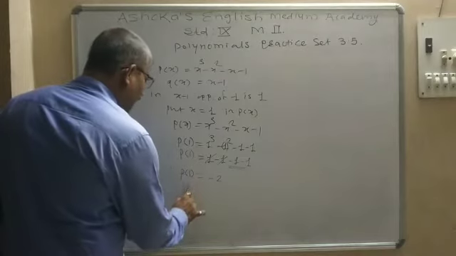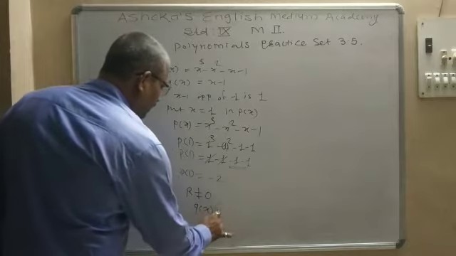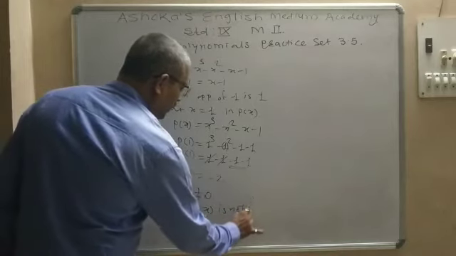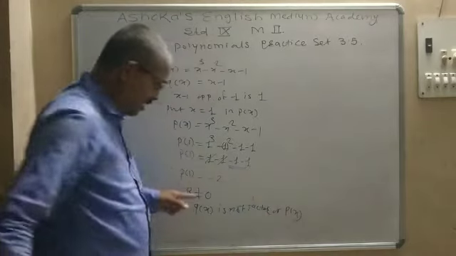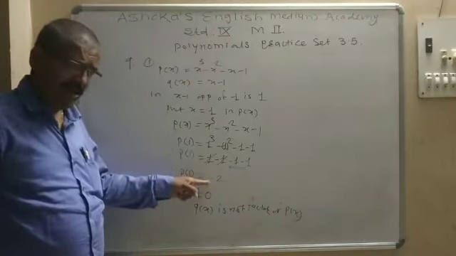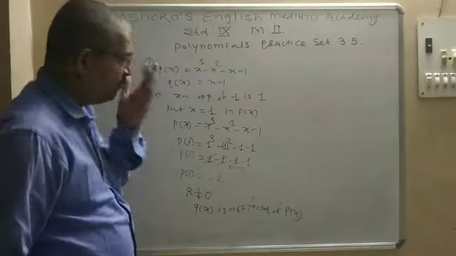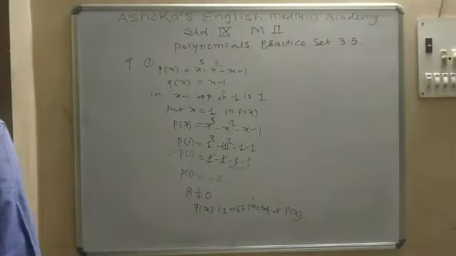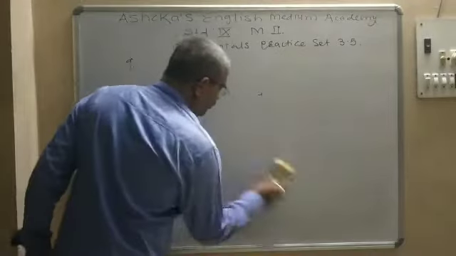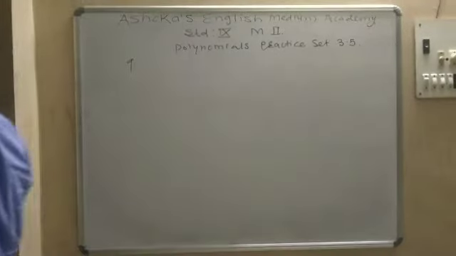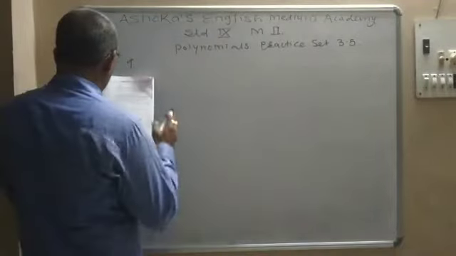Therefore r is not equal to 0. Therefore q(x) is not a factor of p(x). If this remainder is 0, then q(x) is a factor of p(x), otherwise not. So here it is not 0, therefore it is not a factor. Now we will see the second question in a similar way. Actually there is no need to take the second question because it is the same, but for your information I will take it.